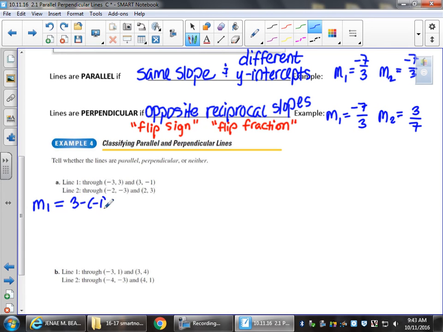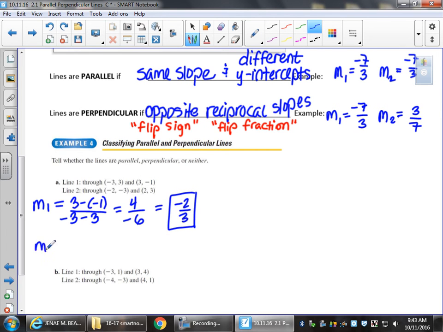3 minus a negative 1 divided by, so we did 3 minus negative 1. What's going to be in the denominator? Negative 3 minus 3. What is 3 minus negative 1? 2. Careful. 4. In the denominator? Negative 6. We're adding. How does that simplify? Negative 2/3. Very good.